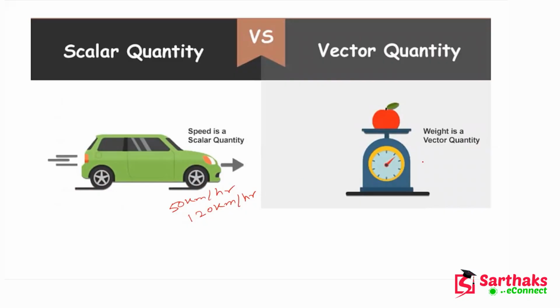Now the weight, that is a vector quantity, because whenever this apple is here, it will give you, suppose, 100 gram. But there is some gravitational force also here, right? So that's why it has the magnitude as well as some direction. So that's why weight is a vector quantity. But remember one thing, mass is a scalar quantity. Weight is a vector quantity.